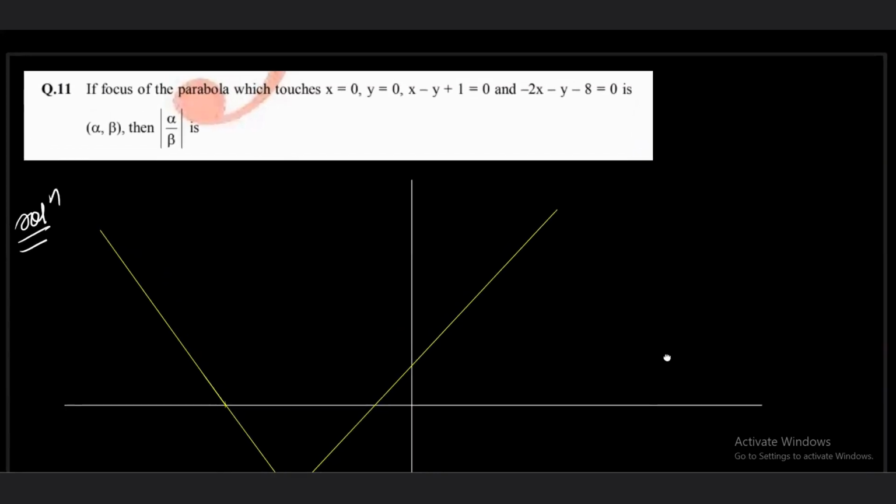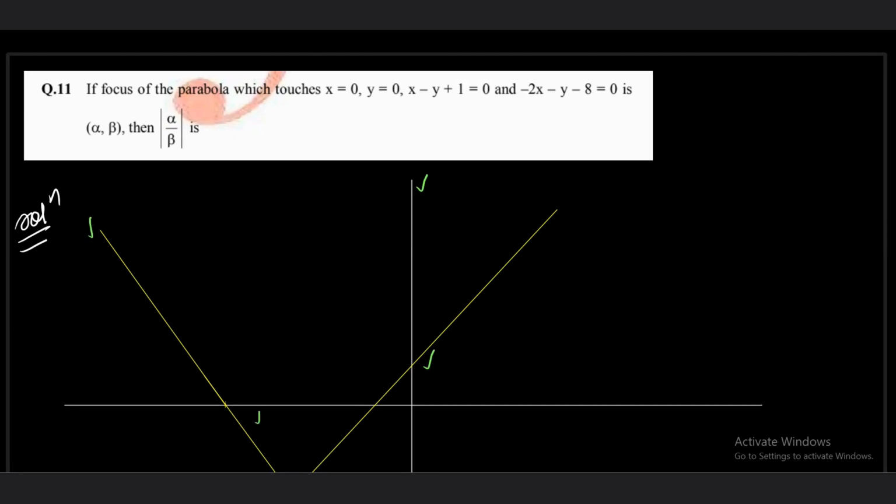Okay, so let us come back to the question. After tracing the tangent lines, what are the four tangent lines? X-axis, y-axis, x minus y plus 1, and -2x minus y minus 8 equals to 0. A parabola is touching all these four lines. So I'm just going to sketch the parabola, a rough sketch, touching the four sides.